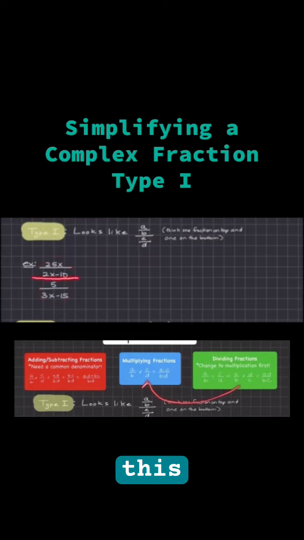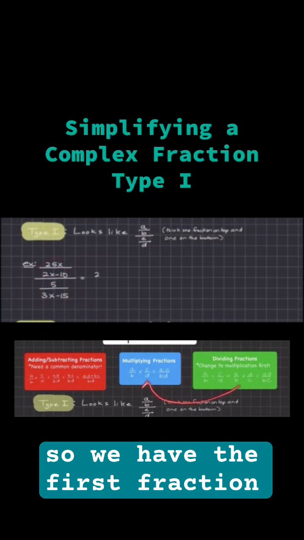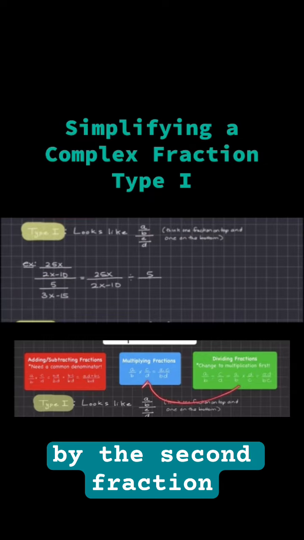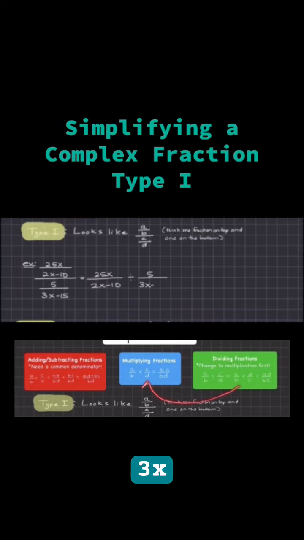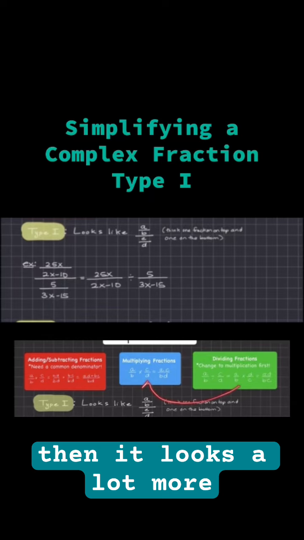Now, this really just means divided by. So it's just this fraction divided by this one. So we are going to write it like that. Okay, so we have the first fraction, which is 25x over 2x minus 10. And this really just means divided by the second fraction, which is 5 over 3x minus 15. So if we can rewrite that, then it looks a lot more simple.